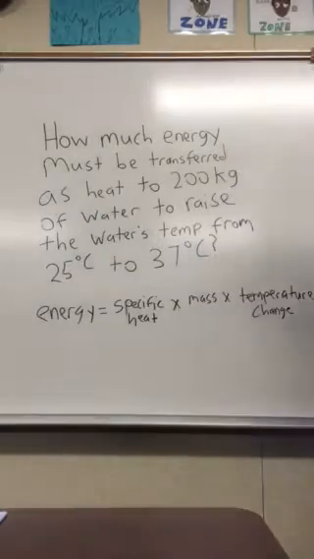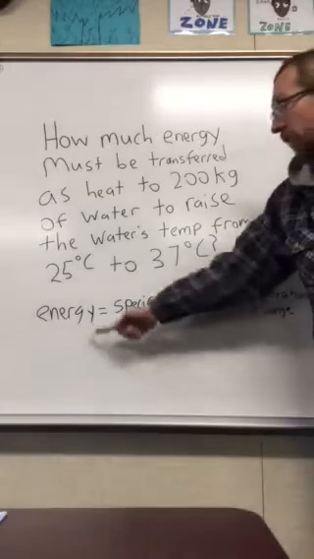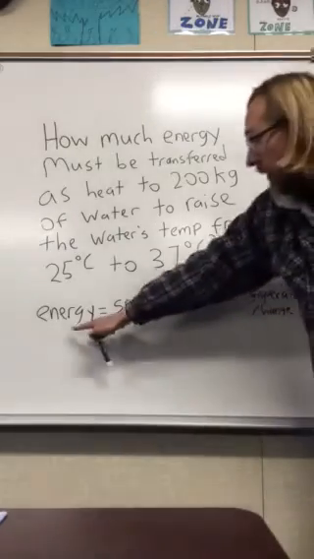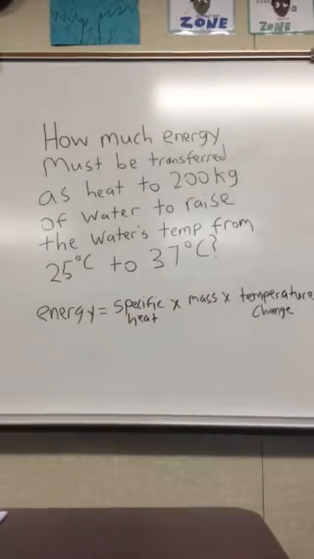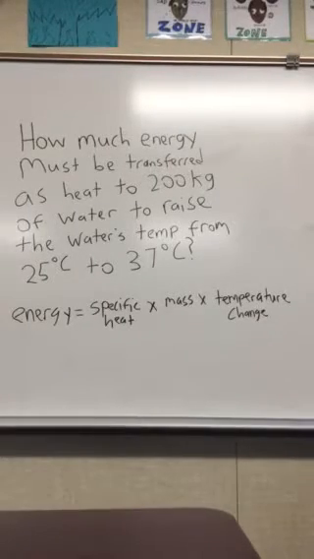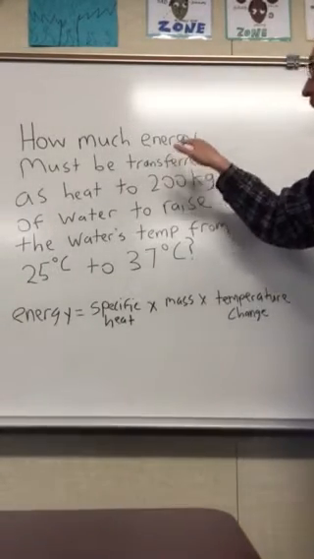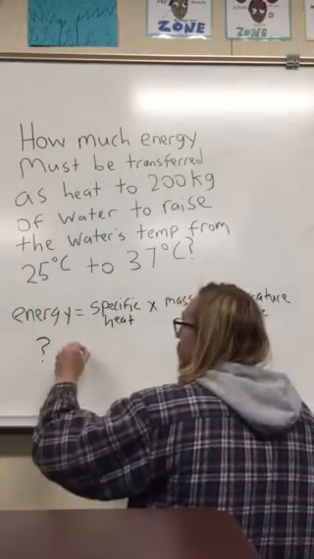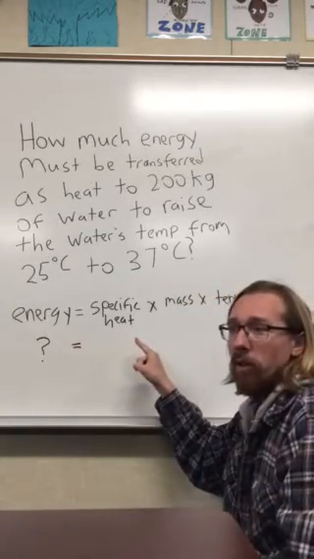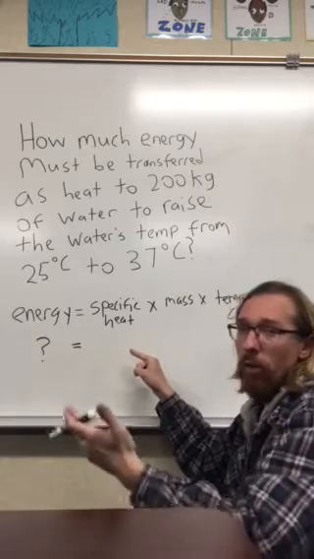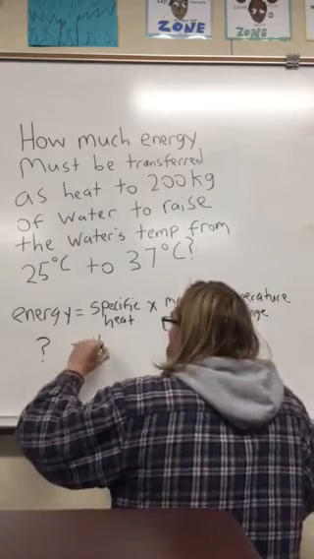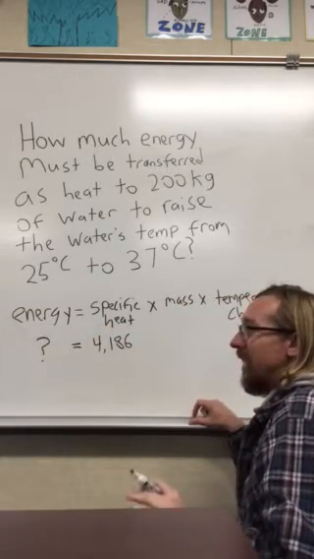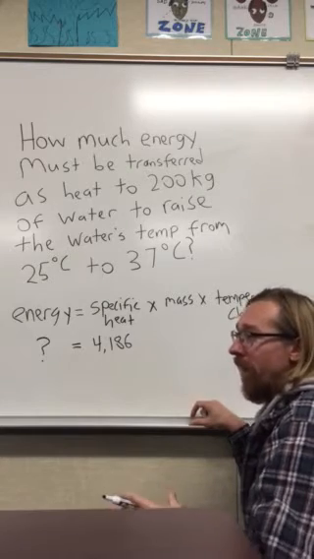So what we're going to do is use this equation. Notice how it's asking how much energy. This equation allows you to solve for energy. In this situation, we don't know what the energy is. That's what we're being asked. So under this, I'm going to put a question mark. We don't know what that is. Do we know the specific heat of water? Well, yeah, we do. It's actually in your slideshow, and I just told you it. It's 4,186.